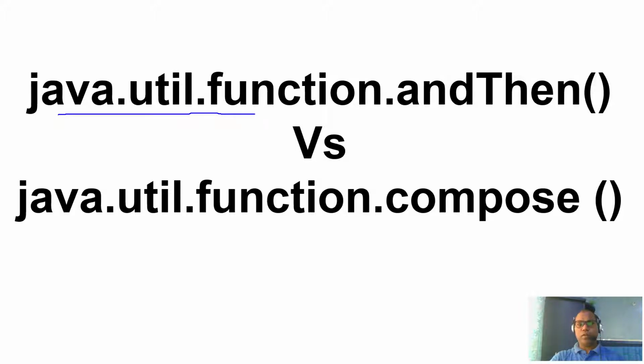There are two functions in java.util.function: one is andThen and another is compose. Let us look at the meaning of these two functions, what they are doing. Are both doing the same thing or different things? Okay, let us look at the code.